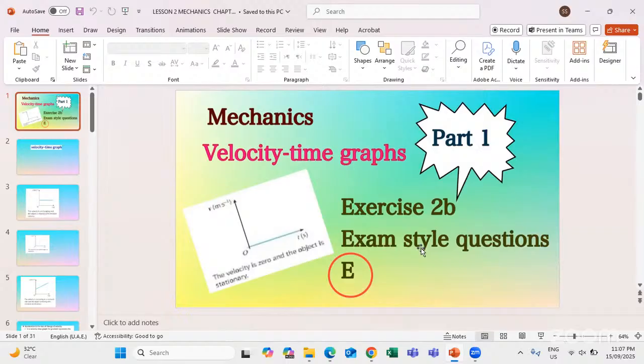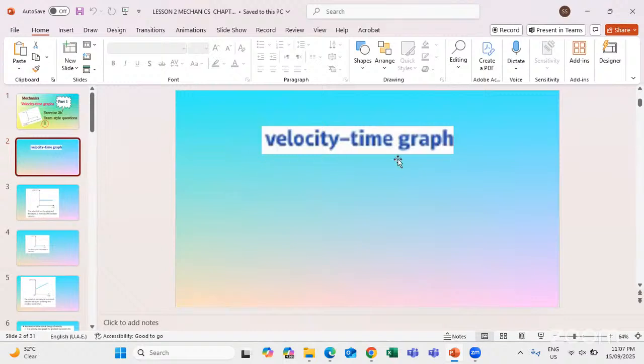In this video, I'm going to cover exercise 2B, not all the questions, but a few, let's say 2 to 3 questions, along with the concept of velocity time graphs. So the first topic here is the velocity time graph. A velocity time graph is basically a graph between two quantities: one is time and the second one is velocity.